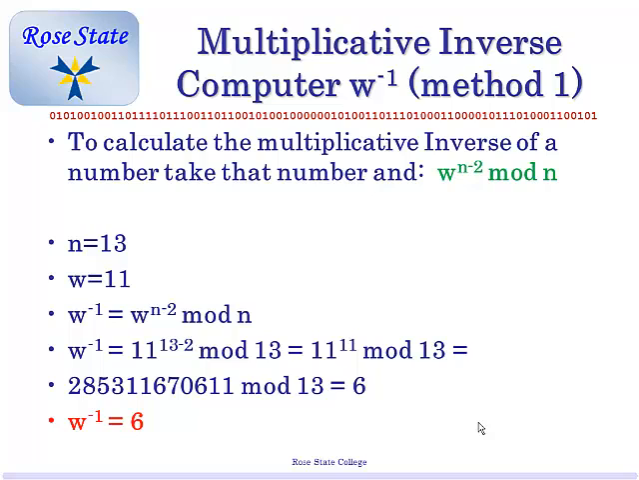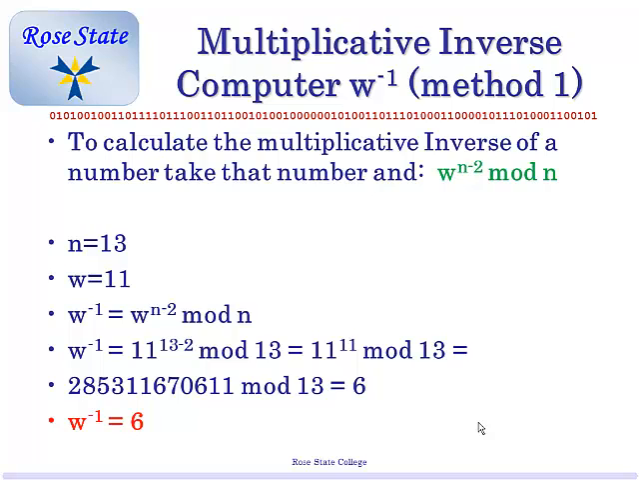Okay. So the multiplicative inverse, this is not w raised to the negative 1. Do not bring up your calculator and put in 13 exponent negative 1. This is not the same thing. This is called the multiplicative inverse. So, the multiplicative inverse of w is w raised to n minus 2 mod n.